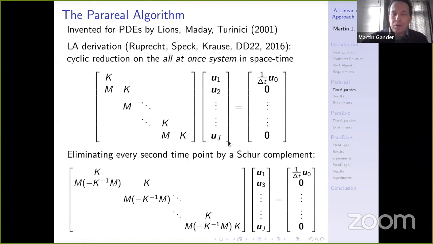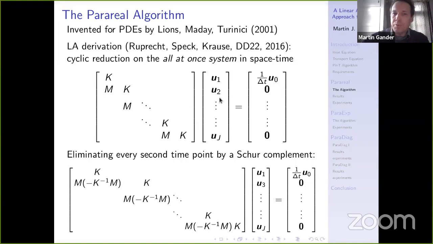But if I take my all-at-once space-time system, I just remove the right-hand side for the moment, so I don't have a source term here, to make the writing simple. And I also remove the index j, because for my two model problems this j was actually not needed. All the k's were the same and all the m's were the same as well. So the basic idea to get to the Parareal algorithm is to just do a cyclic reduction step by eliminating, let's say, every second unknown vector.